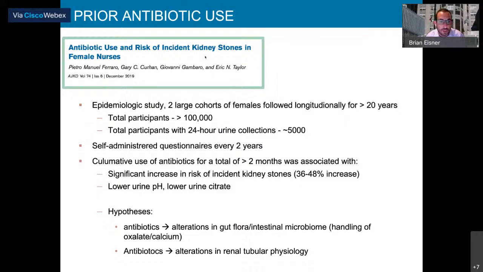They had a weak signal that showed that perhaps some of the pathophysiology was lower urine pH and lower urine citrate. But of course, in these big epidemiologic studies, we often define a relationship without understanding the cause. But for what it's worth, they hypothesized that perhaps this is alterations in gut flora, but perhaps it also may be alterations in renal tubular physiology.